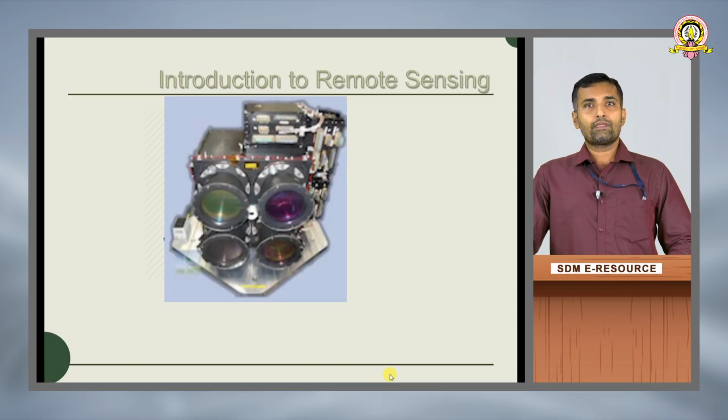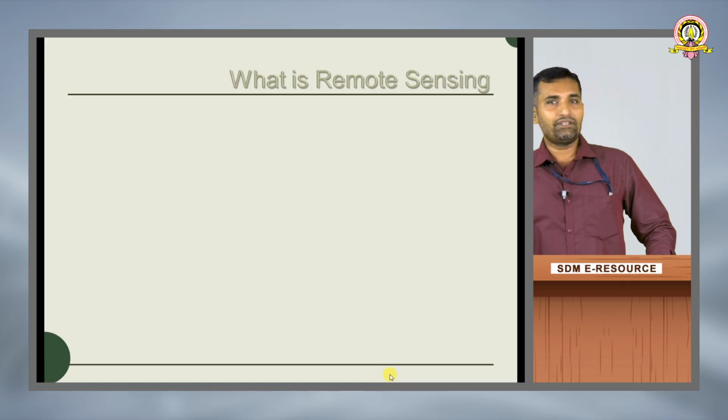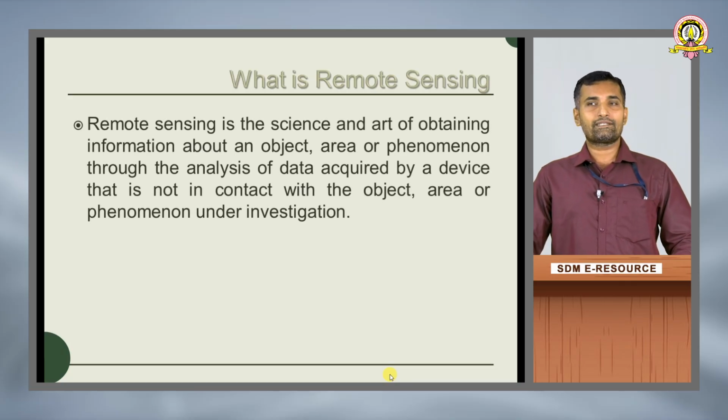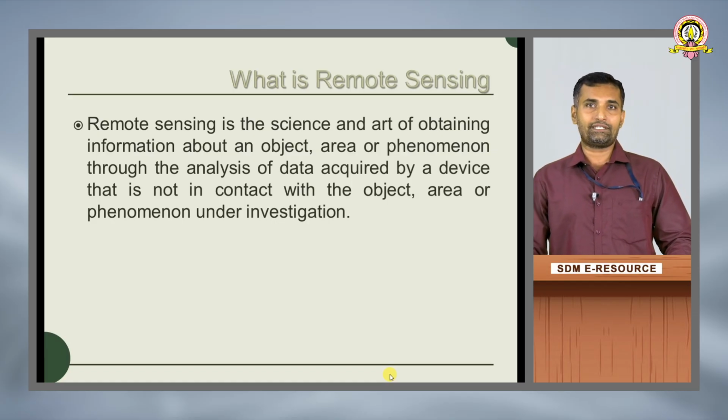Then what is remote sensing? Remote sensing can be defined like this. Remote sensing is a science and art of obtaining information about an object, area or phenomenon through the analysis of data acquired by a device that is not in contact with the object, area or phenomenon under investigation.